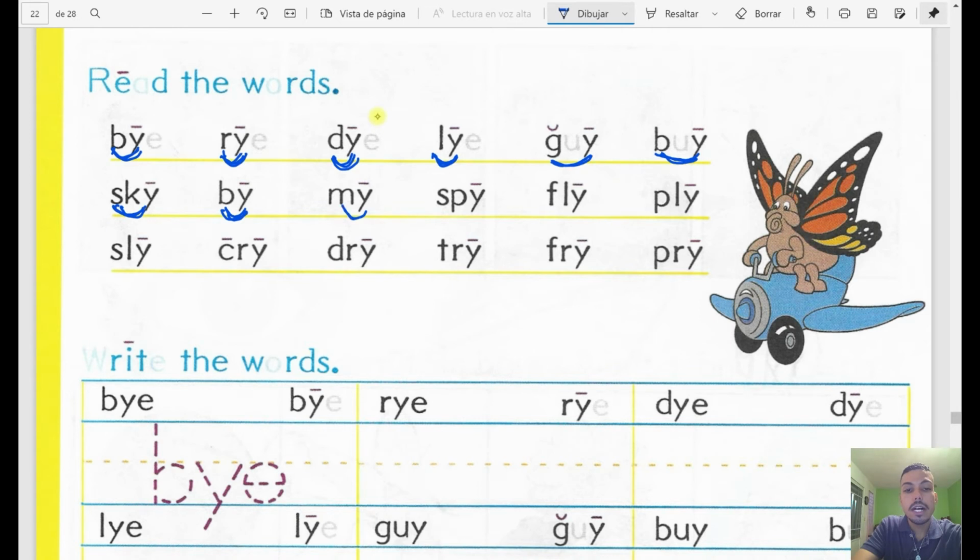My. Spy. Fly. Ply. The next one here. Sly.